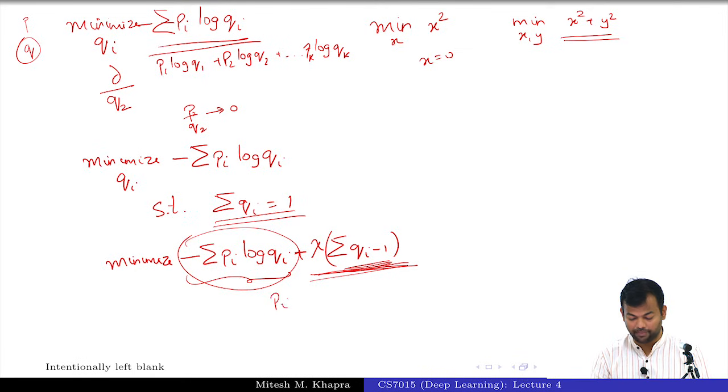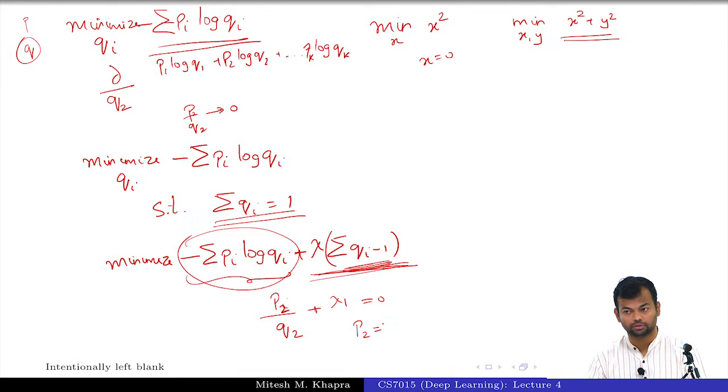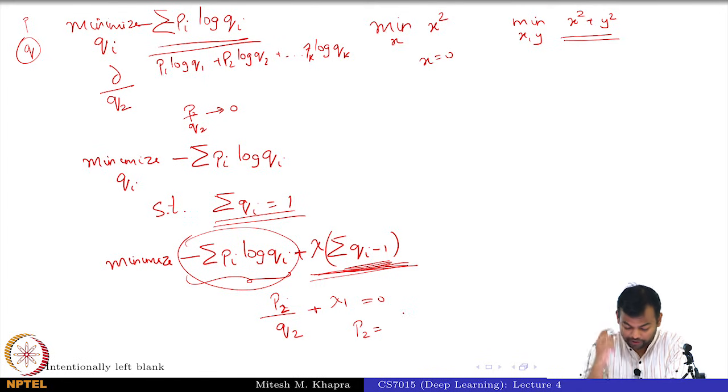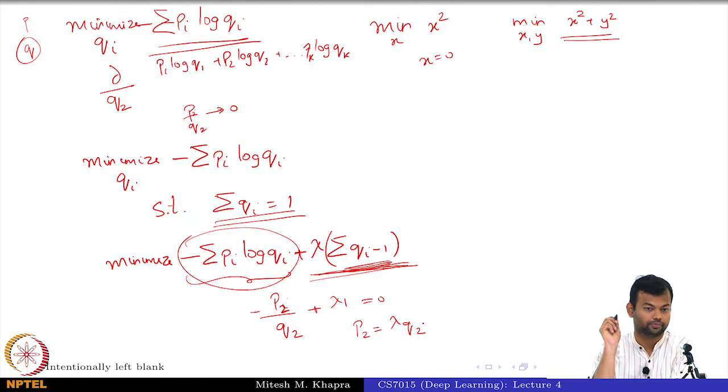This term will give you P2 by Q2 as before, plus lambda times 1. Okay, fine. So equal to 0. So then what will you end up getting? I think there's something wrong here. This should be minus P2 by Q2, right? So P2 is equal to lambda times Q2, okay?